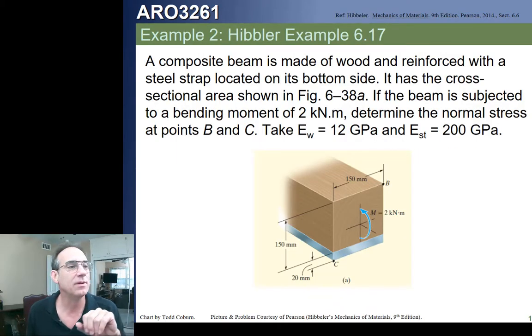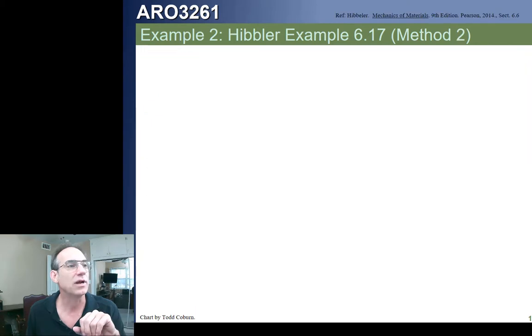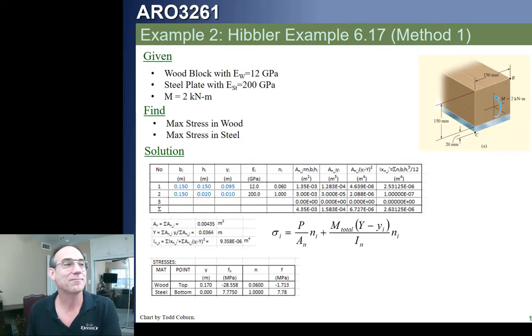Here's another little example. Couple parts, couple materials. Obviously we've got wood and steel, 2 different materials. This is using our tabular approach for getting the stresses.